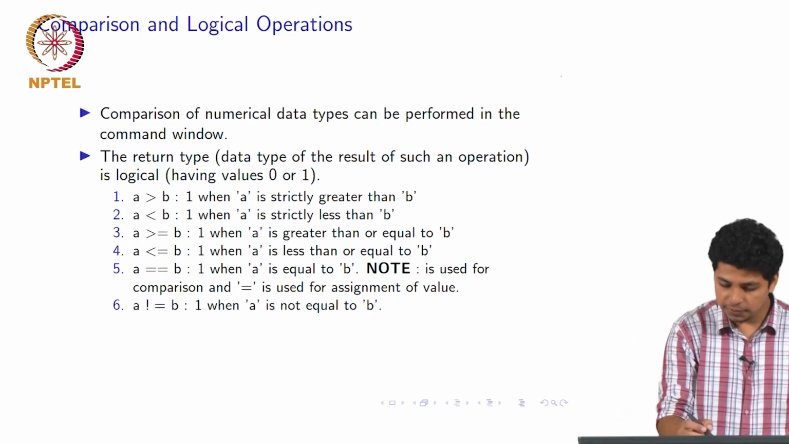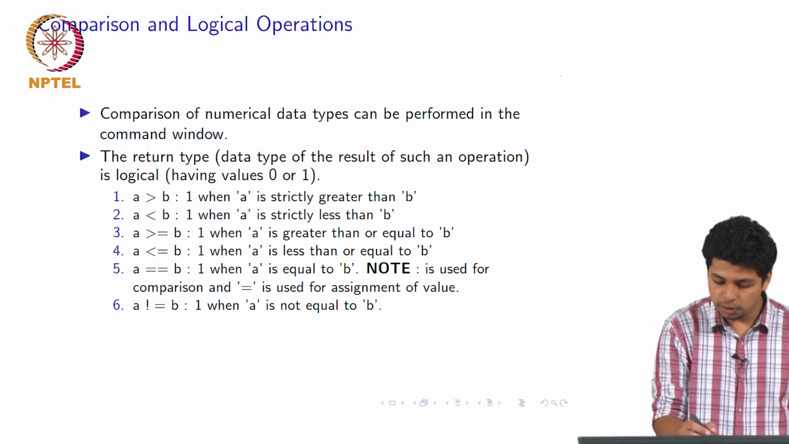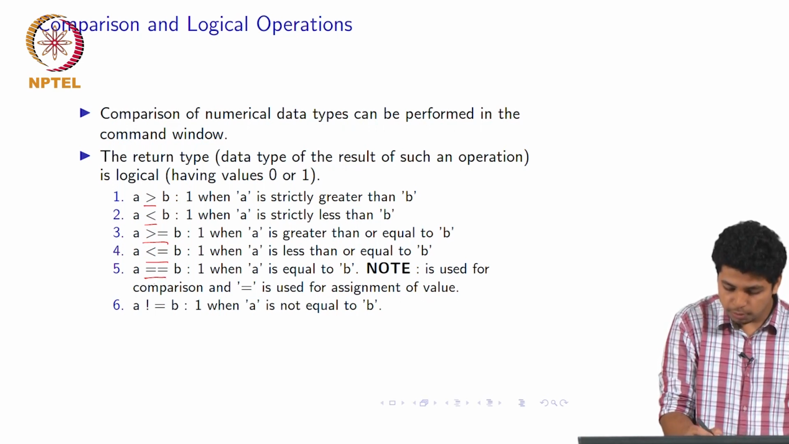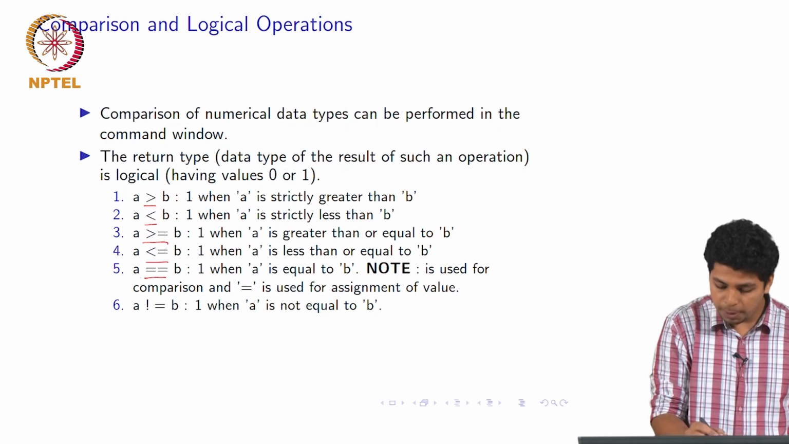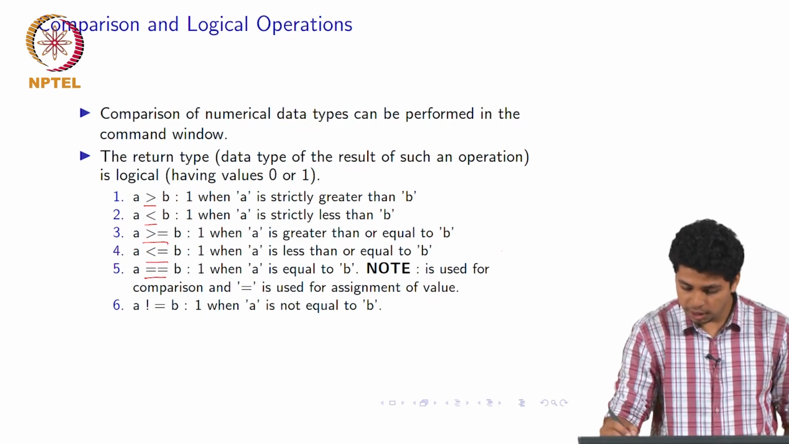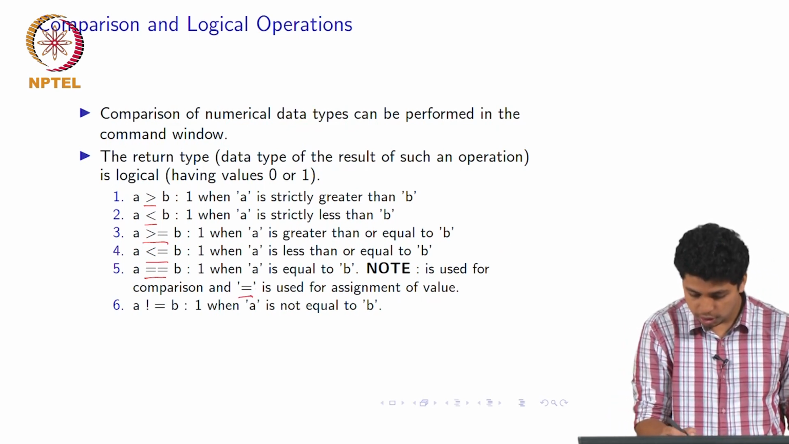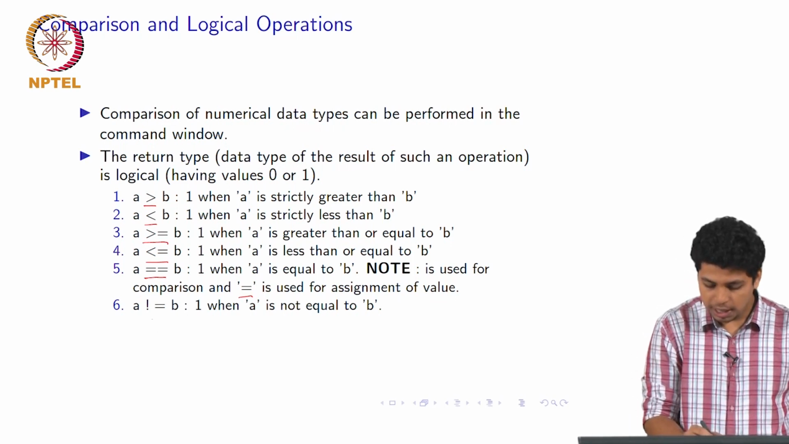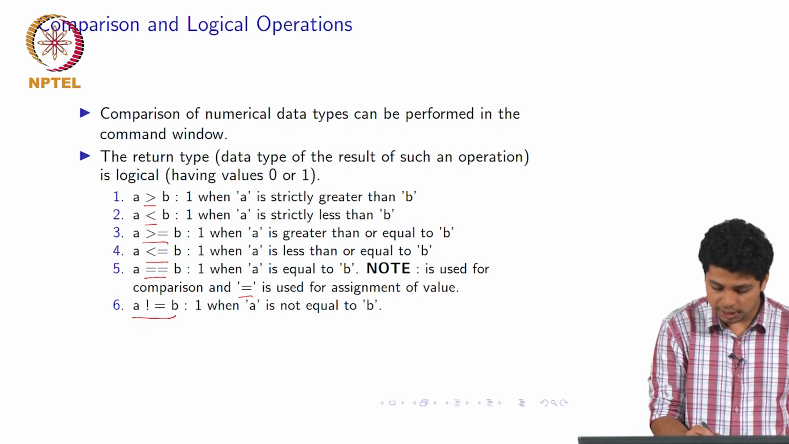And these are the different kinds of comparison operations that you can do: strictly greater than, strictly less than, greater than equal to, less than equal to. Then we use an equal to symbol 2 times to compare if two numbers are equal. If only one equal to symbol is used, it means assignment, and if two are used, it means a comparison. And then A not equal to B, this exclamation mark is supposed to be not, A not equal to B.